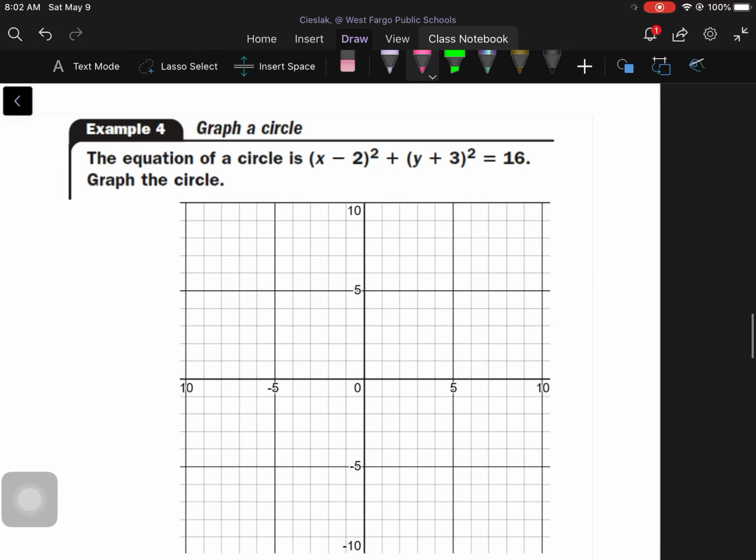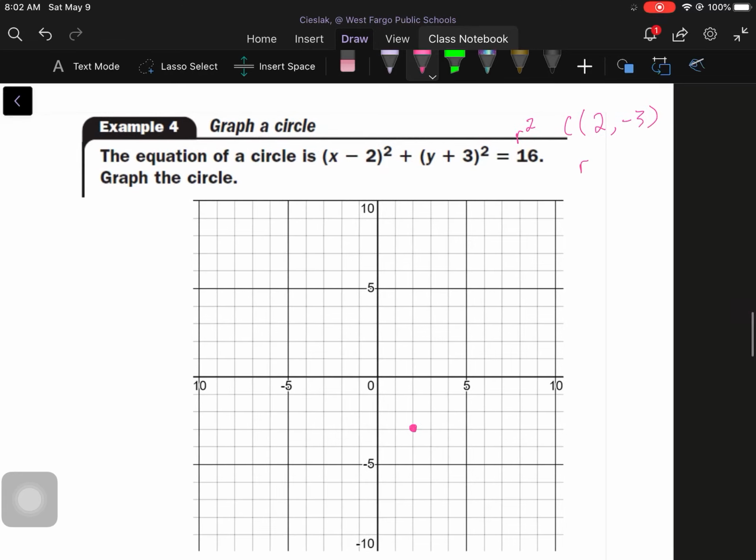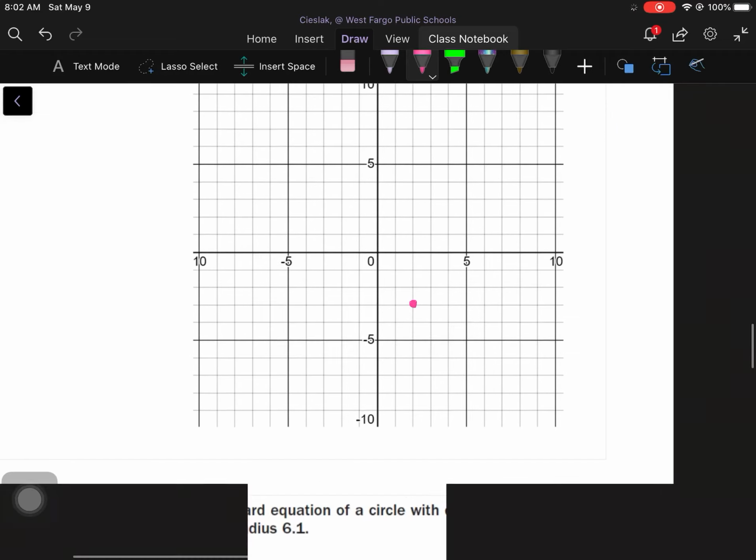Graph the circle. Okay, so I'm going to go with a center here at, it's -2, so this is going to be opposite 2 comma -3. So I'm going to go over 2 and down 1, 2, 3. There's my center. Notice that I've got 16 here as r squared, so my radius on this one I'd actually have to find because I'm graphing it. Radius is going to be equal to 4.